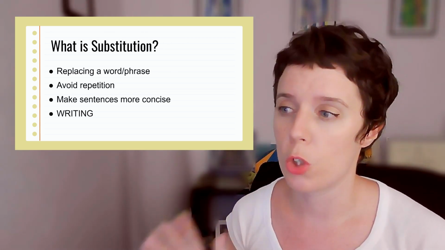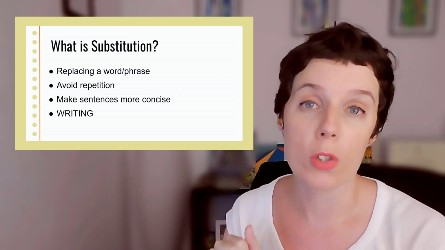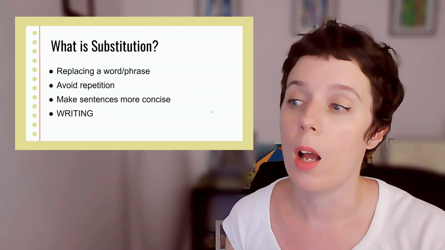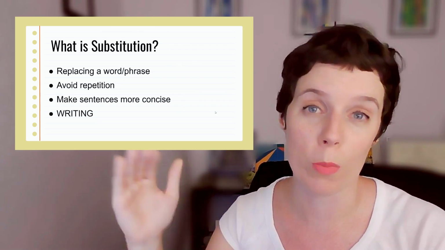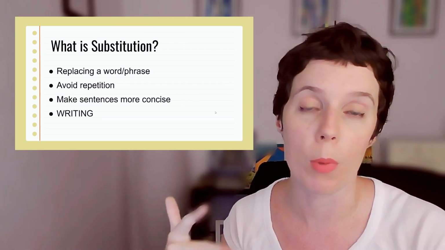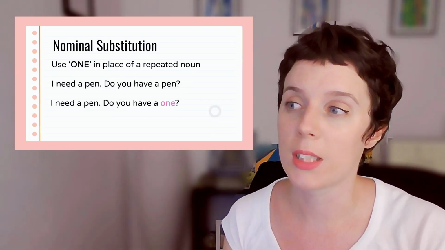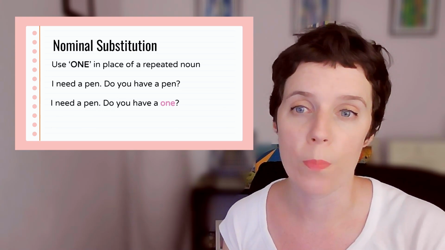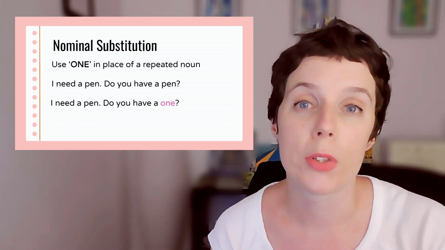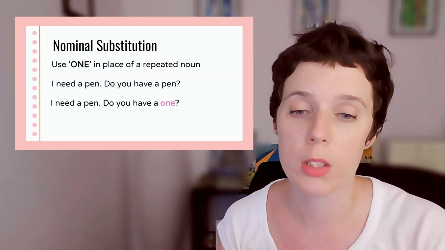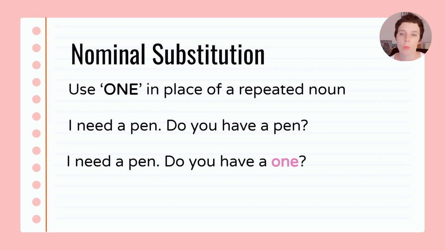But back to substitution. So we said it avoids repetition, makes your sentences more concise, and we're going to use it in writing. I'm going to show you some examples as well of the essay, proposal, report and how you would use this in your writing. First, let's take a look at the different things we can do. So, first of all, we've got nominal substitution, where you're trying to replace nouns with something else. So what you can do to replace a noun is you can use the word one in place of whatever the noun you've repeated is.